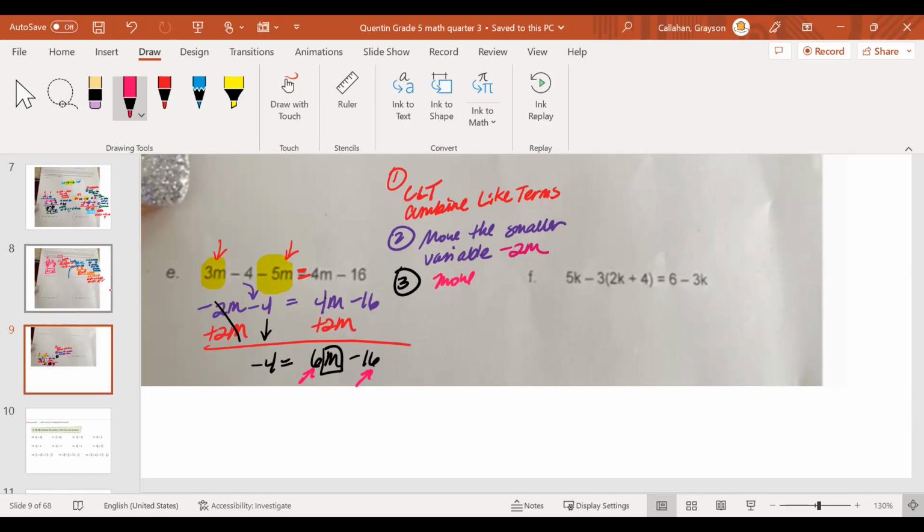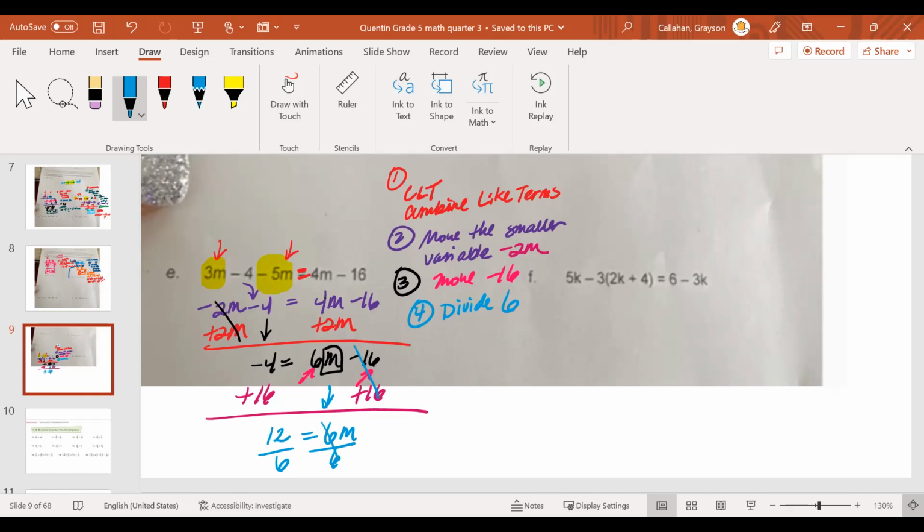Yep. Move negative 16. What's the opposite of a negative 16? Yep. Add the 16 on the right side. Add the 16 on the left side. This part cancels, right? Bring down the 6m. What's negative 4 plus 16? 12. Step 4. How do you get rid of the 6? Well, the m. What's the opposite of times? And what is your answer? M equals? Got it.